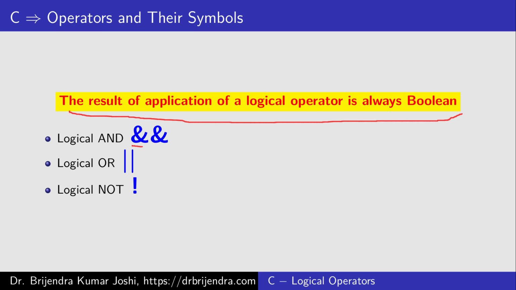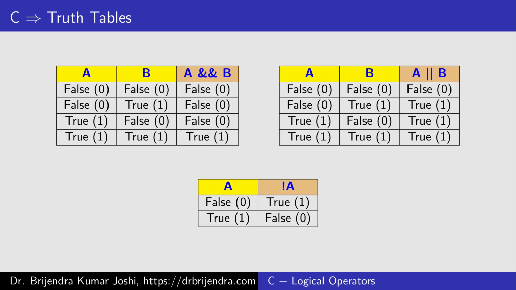There are three logical operators. This is the symbol for logical AND, double ampersand symbols. This is the logical operator OR, using two vertical bars. And this is logical NOT. So there are three logical operators which are supported by C programming language. Here are the truth tables.